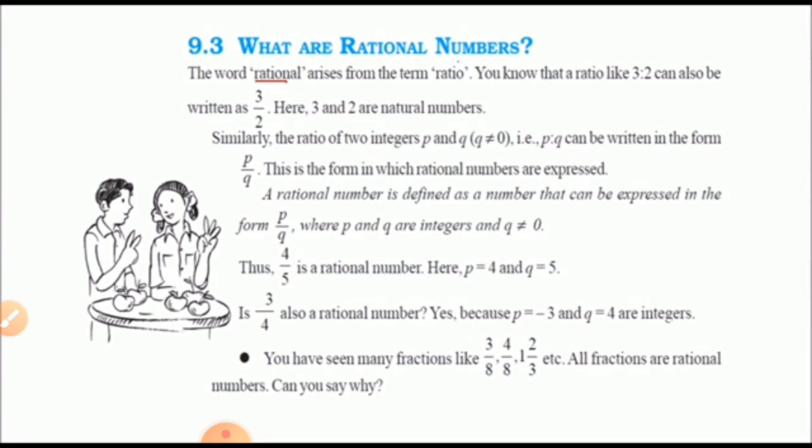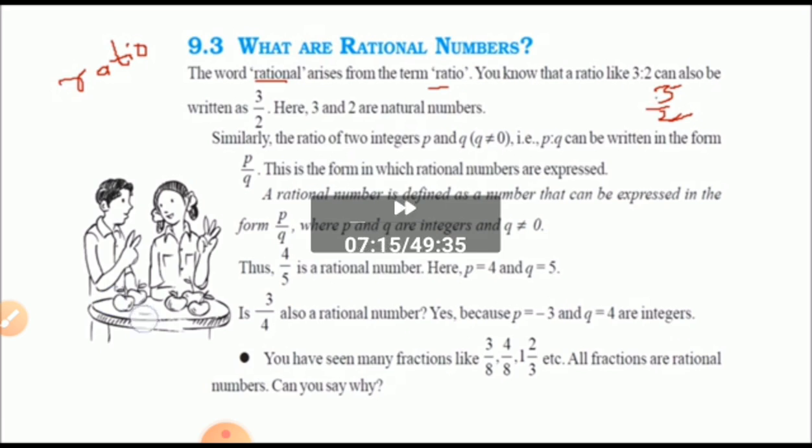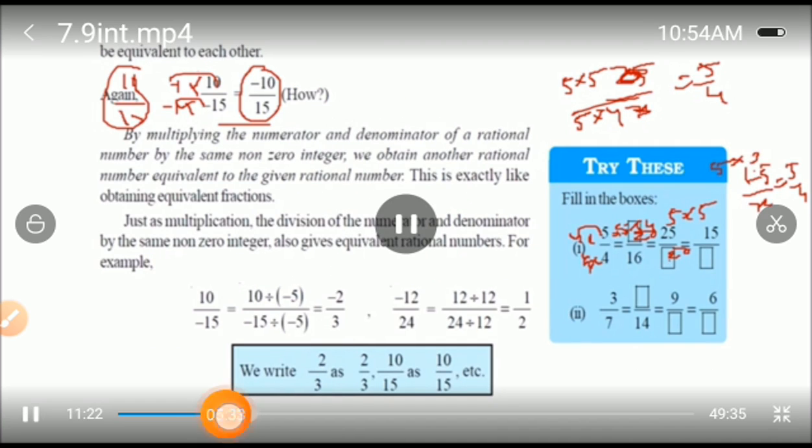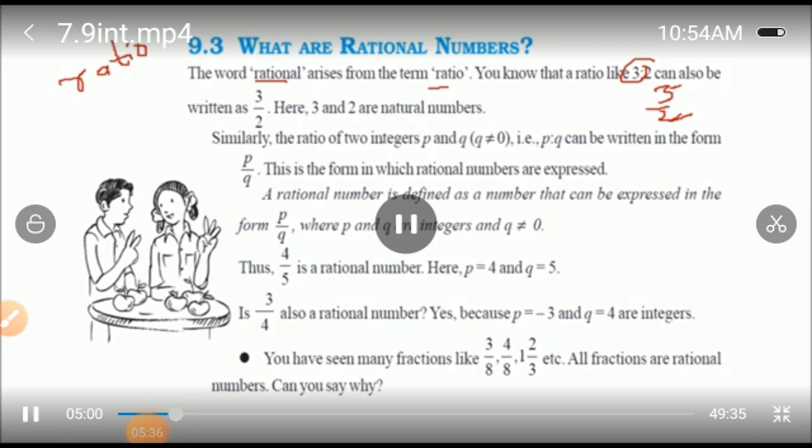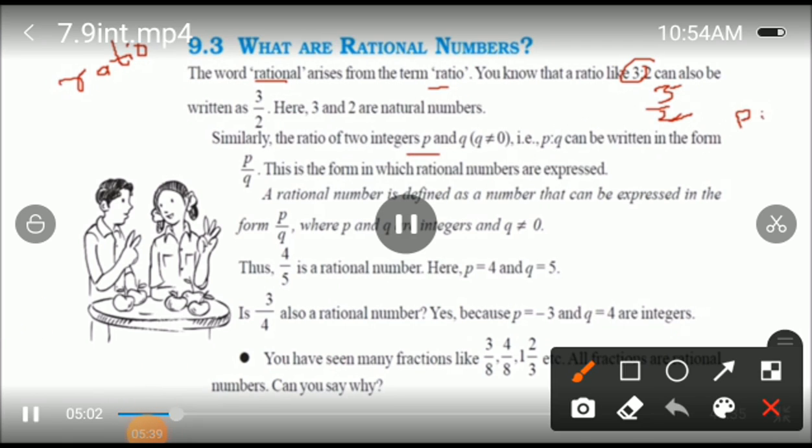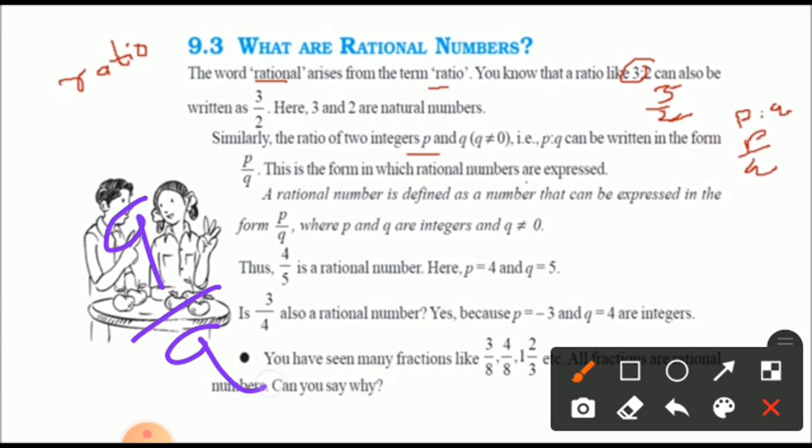The definition of rational numbers is here. The word rational arises from the term ratio. Yes, ratio. You know that a ratio like 3:2 can also be written as 3/2. Here, 3 and 2 are natural numbers. Remember these things? Yes. Similarly, the ratio of two integers p and q, where q never becomes 0. Understood, students? Q will not become 0. Got the idea? P upon q, where q is not 0.